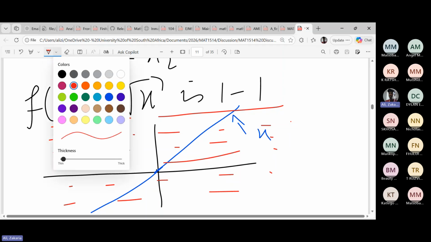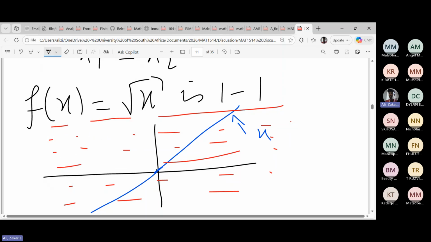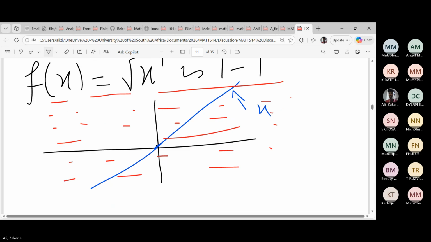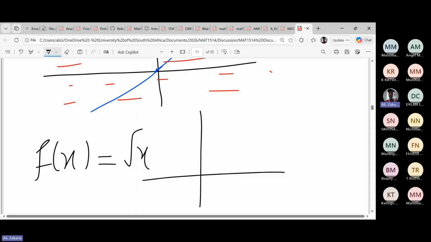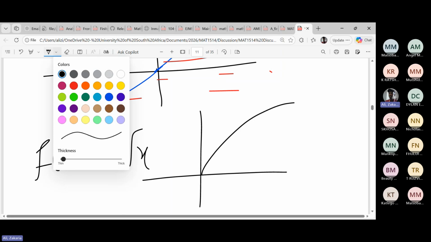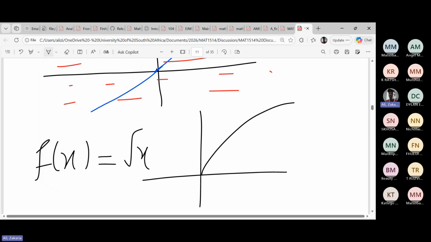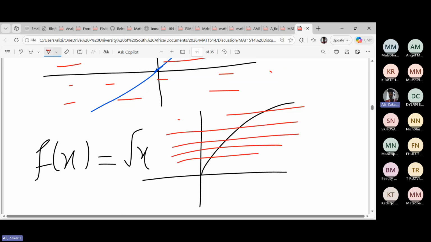Now let's go and see another case. The second one was f of x equal to the square root of x. If you sketch this function starting here and going, and you use the horizontal line test, it touches this graph only once, you see? If you draw many horizontal lines, you will notice that each one touches the graph only once. So it is one-to-one.